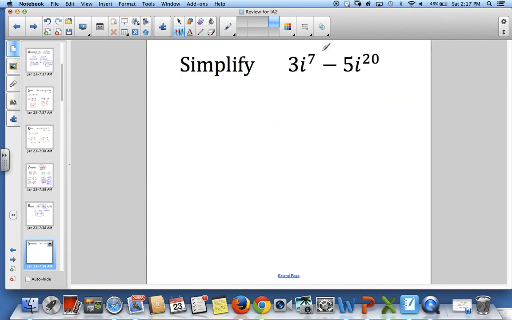Simplifying with i's. Now, i to the 7th, here's what we want to do. i to the 7th and i to the 20th. We've got to figure out what they are in terms of i. So here's the deal. We kind of have to know this: i to the 1st equals i, i to the 2nd is negative 1, i to the 3rd is negative i, and i to the 4th is positive 1. So this becomes 3.